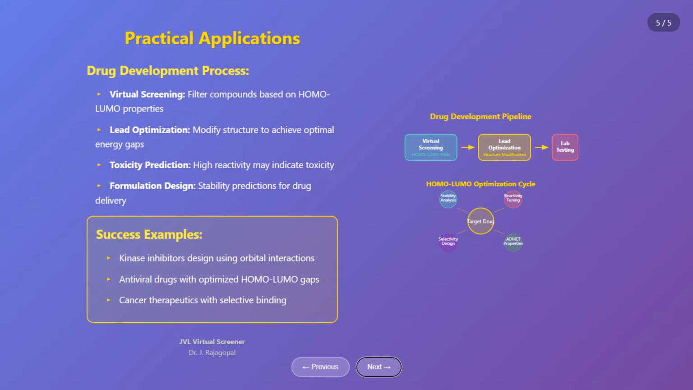Fourth, formulation design. HOMO LUMO values help predict how stable our drug will be in different formulations and storage conditions. Here are some real success stories. Kinase inhibitors designed using orbital interactions, antiviral drugs with optimized HOMO LUMO gaps, and cancer therapeutics with selective binding. All these use the principles we discussed today. Imagine this. You can now predict whether a molecule will be a good drug candidate just by calculating its HOMO and LUMO energies. How amazing is that?